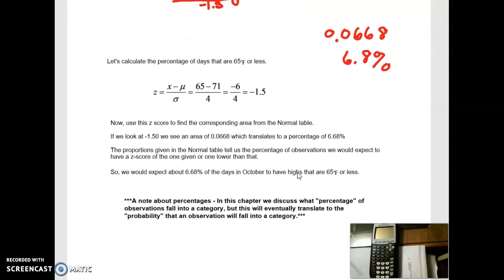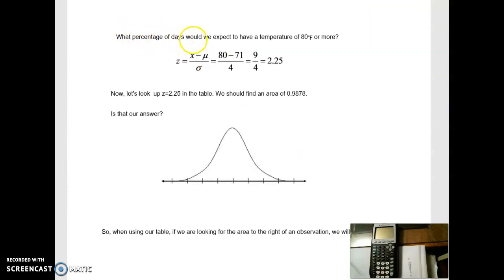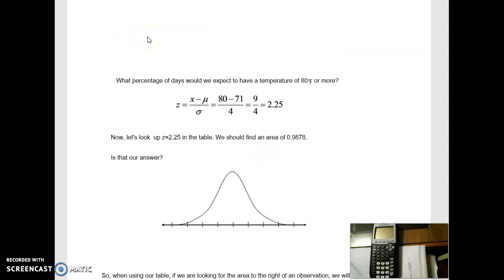Now, let's look at another one. What percentage? This is the same mean, so we're still looking at a mean of 71 and a standard deviation of 4. And this time your x is 80. So here's your calculation: 80 minus 71 divided by 4. If you're doing this in a calculator, make sure to put parentheses around the numerator. 80 minus 71 gives me 9, divided by 4 gives me 2.25.